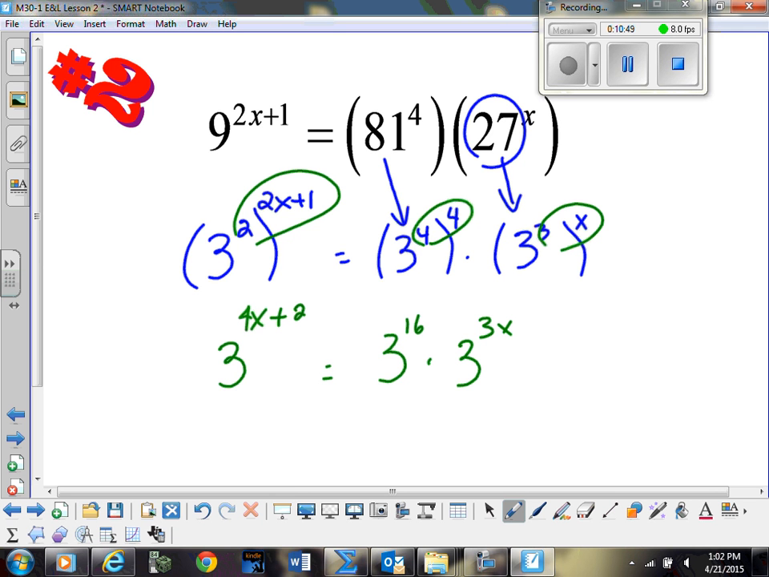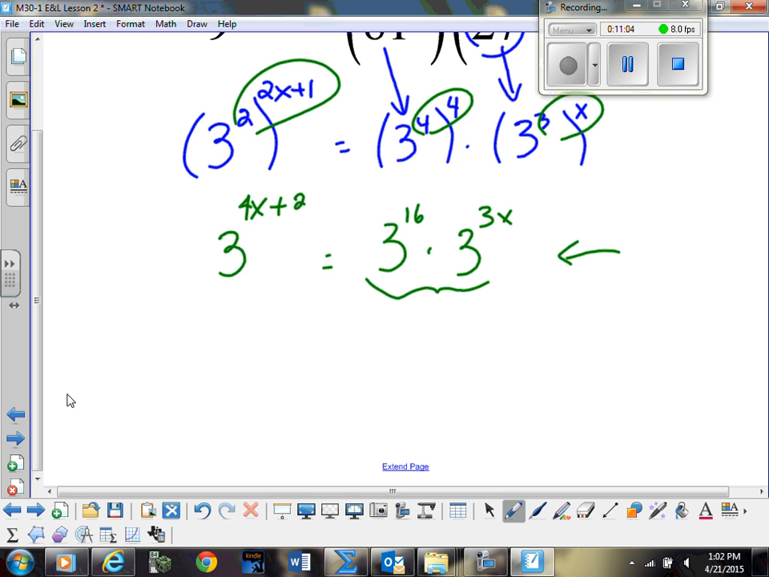So we're getting there. Now that we have the same base, what we have to do before you can drop the base, you can't drop the base at this stage. You have to simplify until both sides are 1 power. So this side is okay.